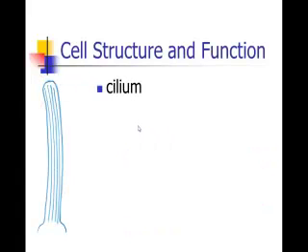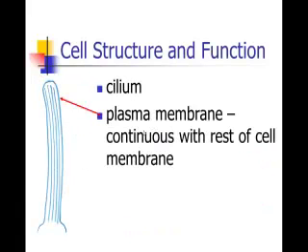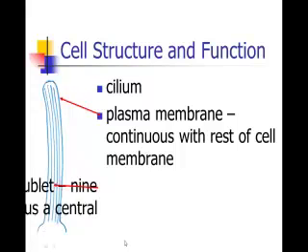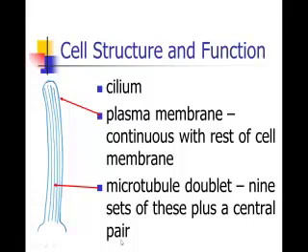So here is a drawing of an individual cilium. We have the plasma membrane of the cell being continuous with the membrane that covers the cilium. And then inside there are 9 sets of microtubule doublets, and there's a central pair as well, and these are responsible for the movement of the cilium. The really cool thing is that they're coordinated so they all push in the same direction.